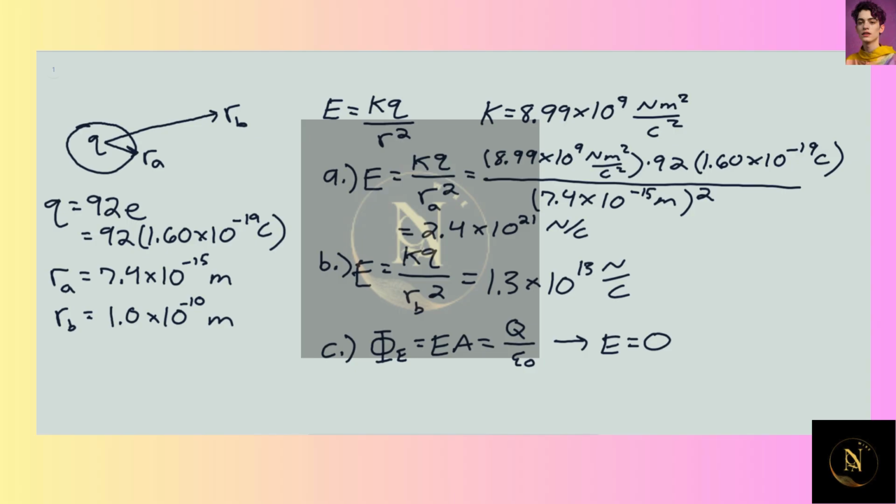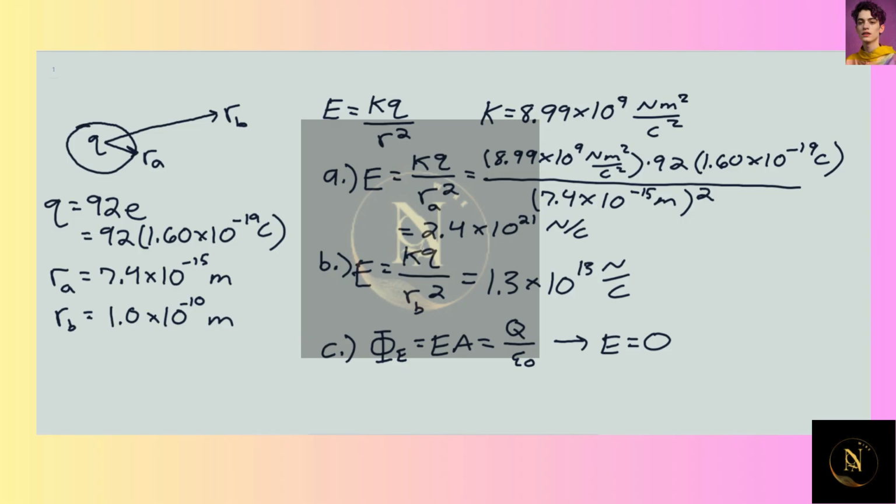This is Chapter 22, Problem 12 from the Sears and Zemansky's University Physics textbook. The nuclei of large atoms, such as uranium, with 92 protons can be modeled as spherically symmetric spheres of charge. The radius of the uranium nucleus is approximately 7.4 times 10 to the negative 15 meters. Part A, what is the electric field this nucleus produces just outside its surface?